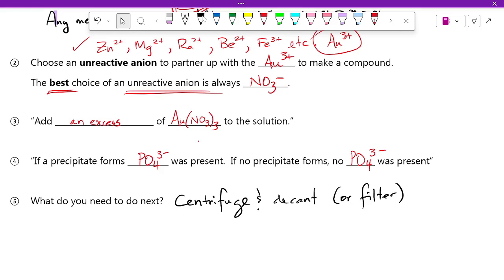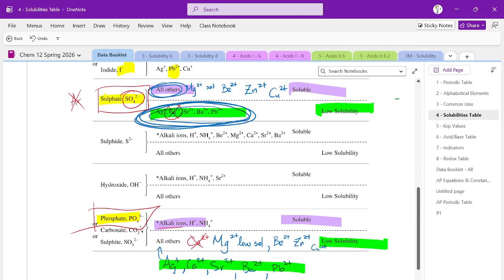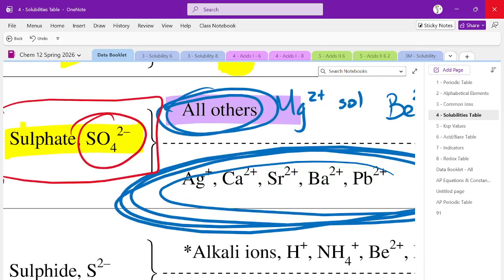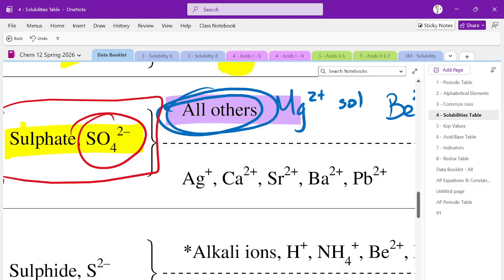Centrifuge and decant. What do we do after we centrifuge and decant? Do it all over again. We choose an ion that will precipitate the sulfate. Go find me one. Which one would we like? Something that will precipitate sulfate. Calcium, fantastic. You could choose silver, calcium, strontium, barium, lead. Let's choose calcium because we're there.